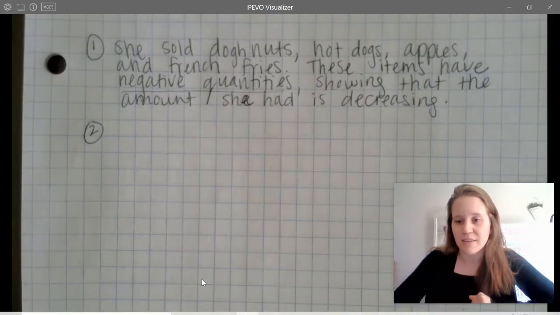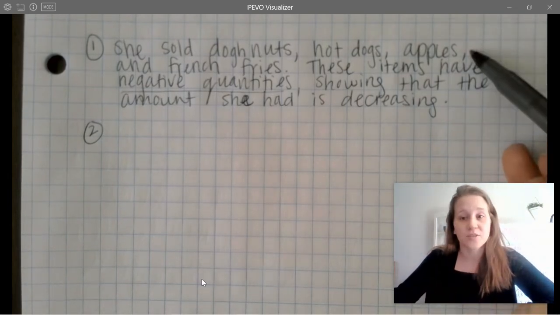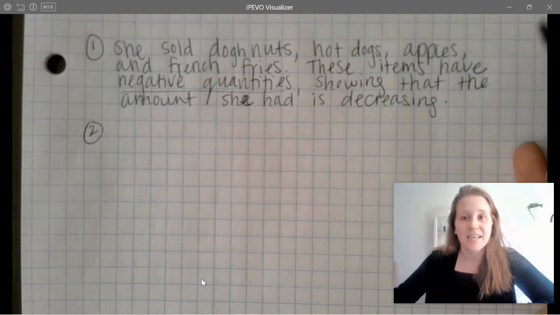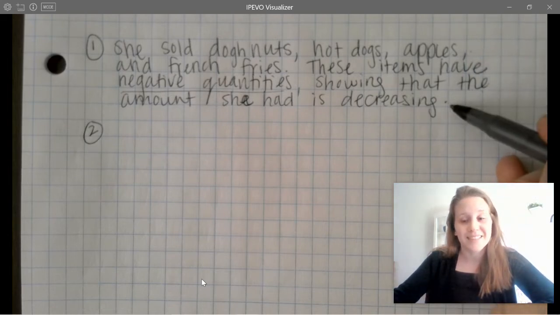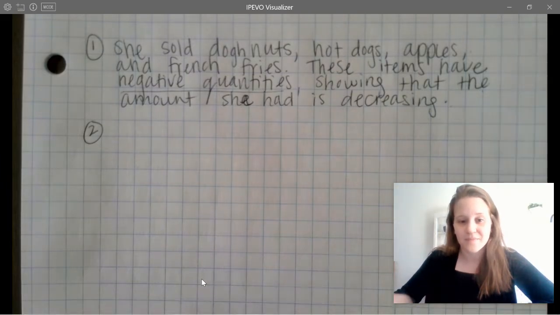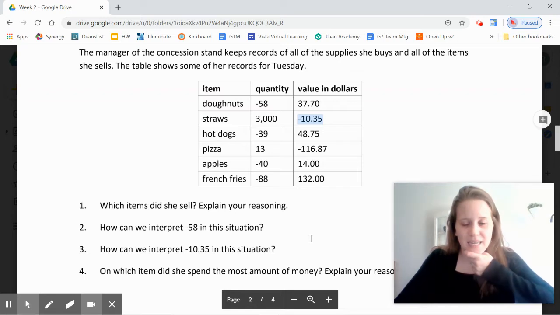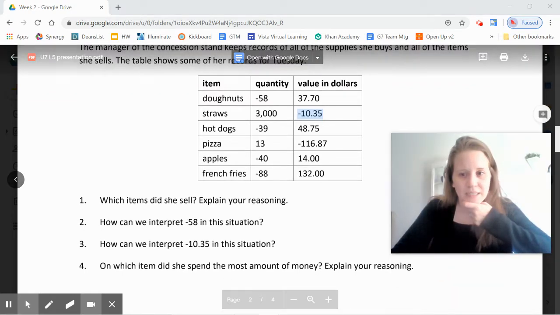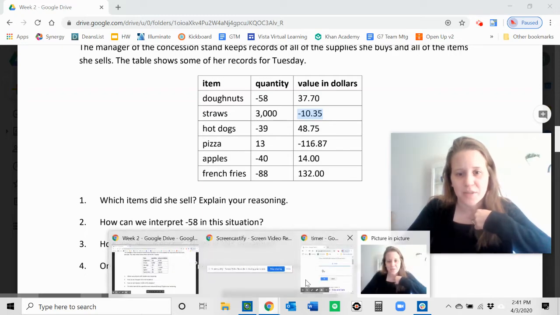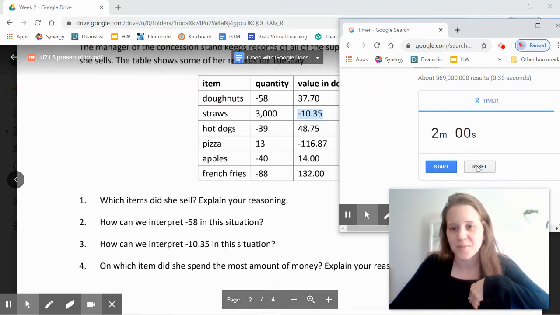Feel free to pause it if you want to adjust your answer. Again, I thought she sold these 4 items. Those are ones with negative quantities. These items have negative quantities, showing that the amount she had is decreasing. Okay, let's see on these last 3 questions. Let's take 2 minutes for these last 3 questions and to adjust question 1 if you need to. Okay, go ahead.